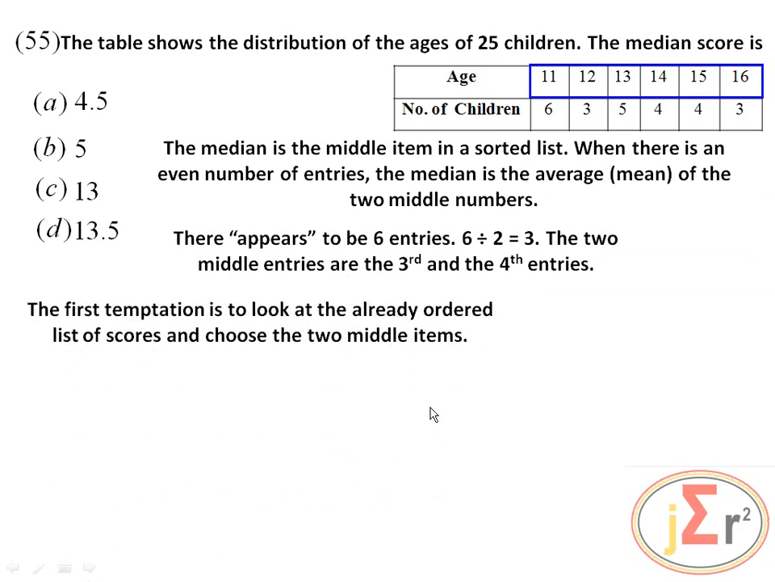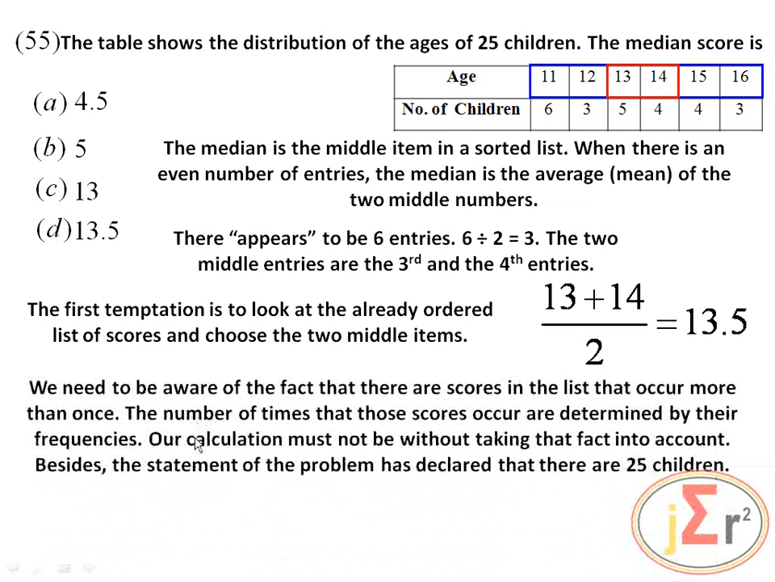The first temptation is to look at the already ordered list of scores and choose the two middle items, 13 and 14. 13 plus 14 divided by 2 is equal to 13.5. Actually, 27 divided by 2, which is 13.5. We need to be aware of the fact that there are scores in the list that occur more than once. The number of times that those scores occur are determined by their frequencies. Our calculation must not be done without taking that fact into account.